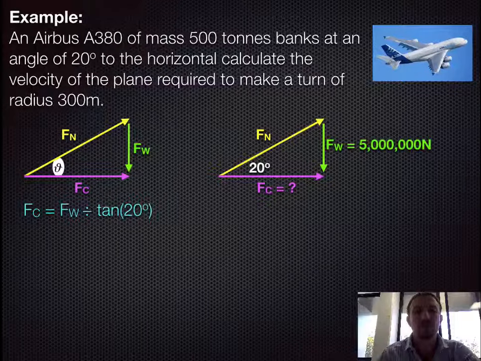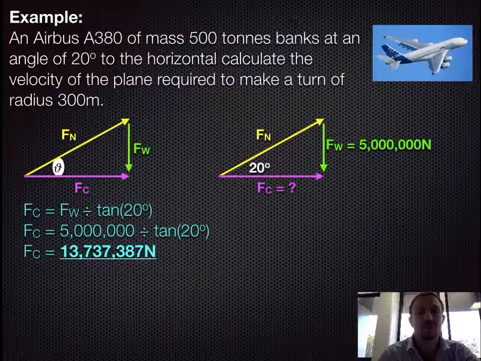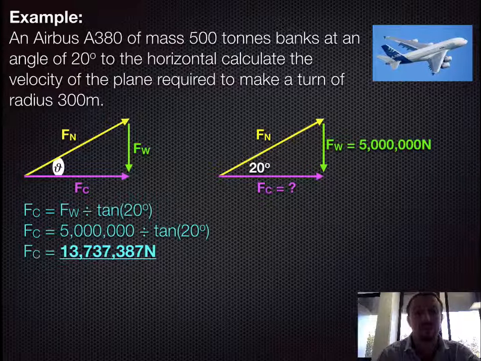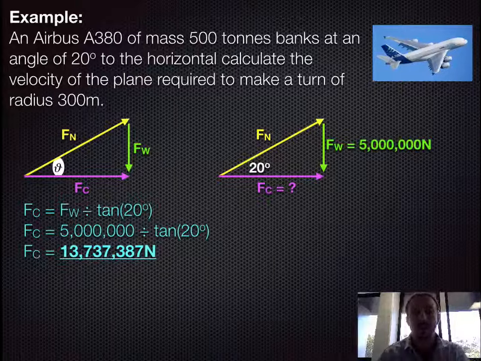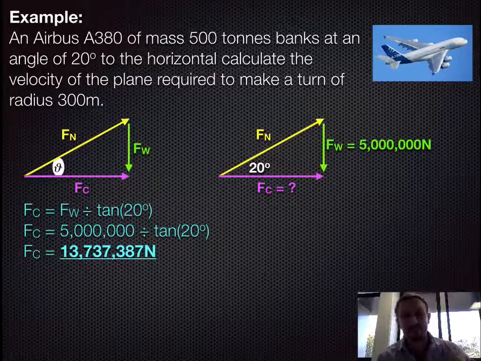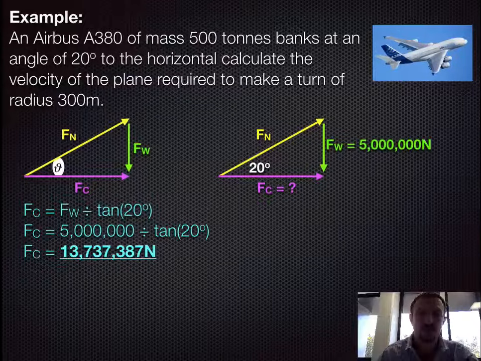So from this, centripetal force is going to be the weight force divided by tan 20 degrees. So I can substitute all that in, and I get 13,737,387 newtons. Now you'll notice that that is bigger than the weight force. That makes sense because obviously it's lifting this whole thing up in the air, so it must be greater than the weight force acting straight down.